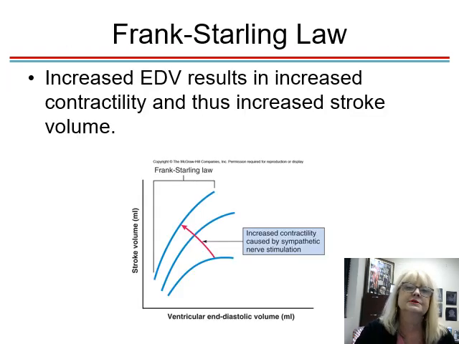Okay, the Frank-Starling law and the sympathetic nerve effects. So the graph demonstrates the Frank-Starling law. As the end diastolic volume is increased, the stroke volume is increased. And the graph also demonstrates, by comparing the three curves, that the stroke volume is higher at any given end diastolic volume when the ventricle is stimulated by sympathetic nerves, and this is shown by the steeper curves to the left. See the red arrow.